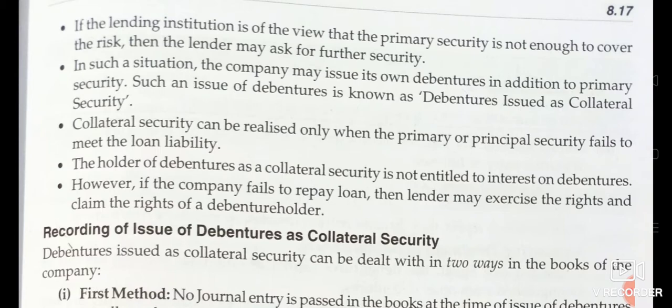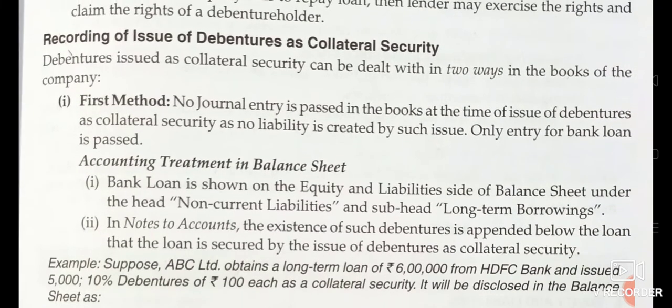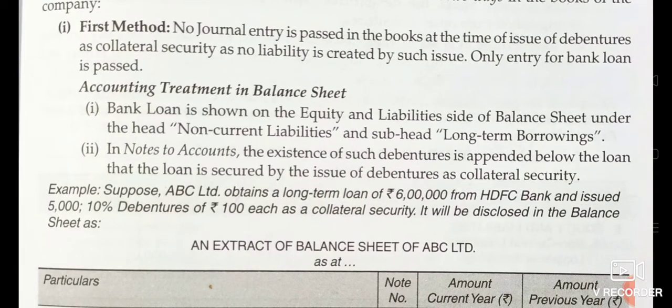Okay, now we will study the two methods of dealing with such debentures in the books of accounts of the company. See, this is the first method. In this first method, no entry need be passed in the books of the company, as the debentures are not actually issued but only given away as collateral security. When this first method is followed by the company, there will not be any entry passed in the books of accounts. As such, under this method, an entry is passed only for taking a loan and not for giving collateral security.